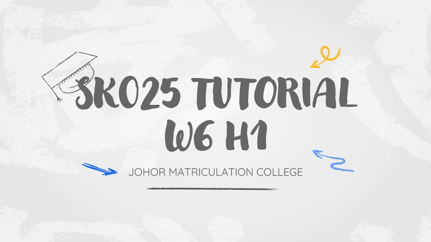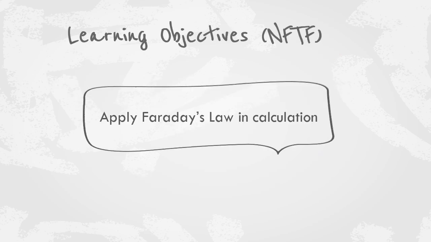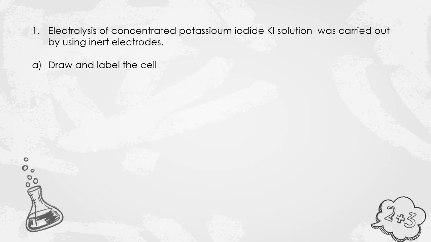In this video, we're going to discuss week 6 hour 1 tutorial, which is the last tutorial for electrochemistry 3.3 electrolytic cell. Our learning objective for non-face-to-face questions is to apply Faraday's law in calculations. Electrolysis of concentrated potassium iodide, KI, solutions was carried out by using inert electrodes. So you need to draw and label the cell.